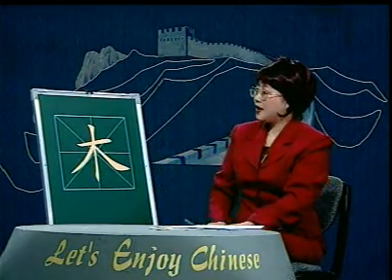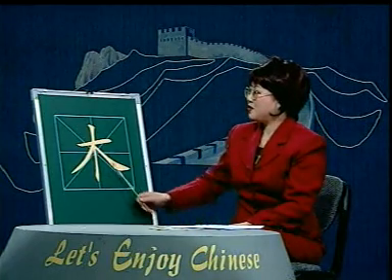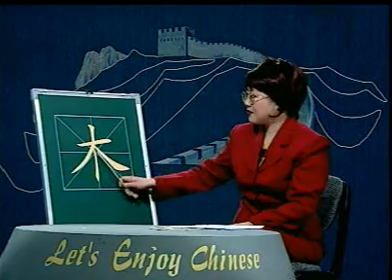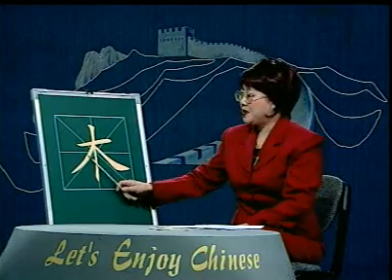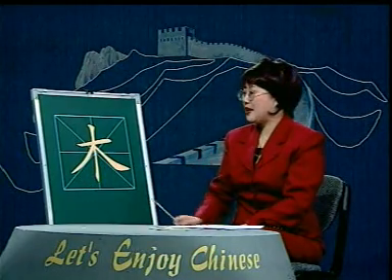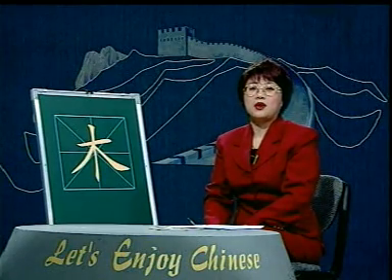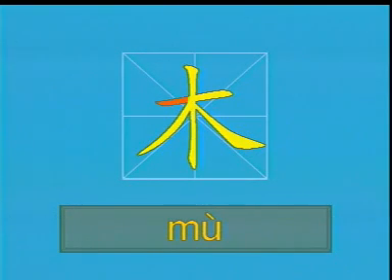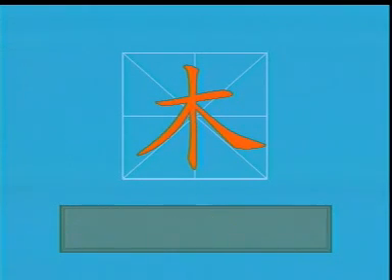Now, the next character we learn is 木. And you see there is 横竖. It's 十, right? We have learned that. And if we add 撇 to the left side and 捺 to the right side, it is 木. It means wood. In ancient China, it means trees. 横 竖 撇 捺 木 木.